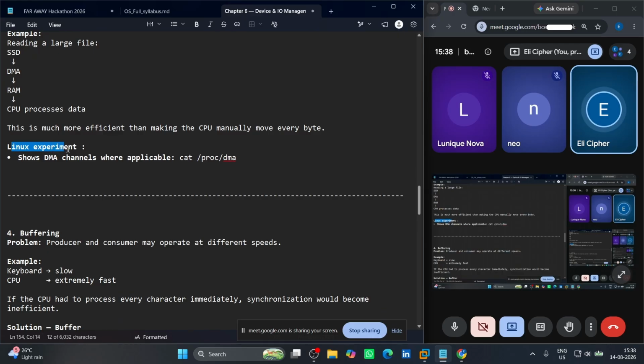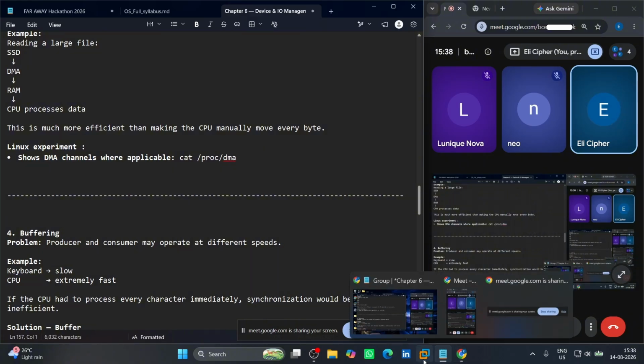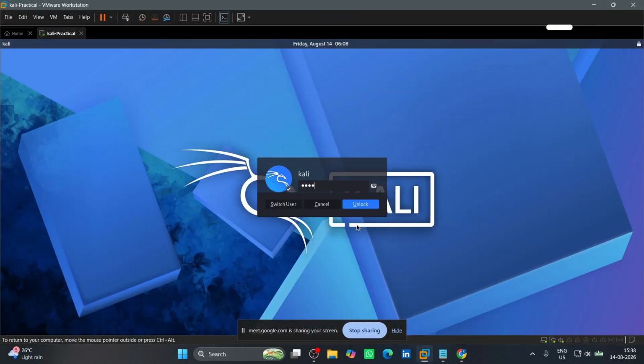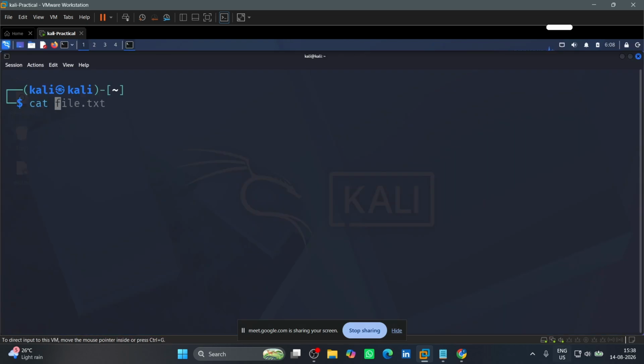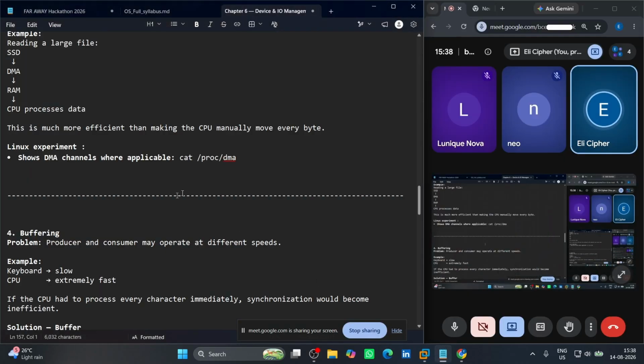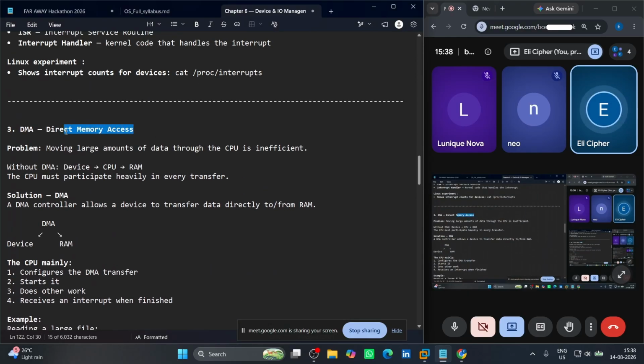Okay, there is one experiment. So DMA channels were applicable. We just need to understand what this command wants to say. Otherwise, we need not go in depth with that. What is it? Proc and DMA. Proc is basically a directory which contains all the information about the processes, right? It is cat slash. Okay, just move on from it for right now. Don't focus on it. The main thing is that you understand the role and the function of DMA, right? Did you get it?